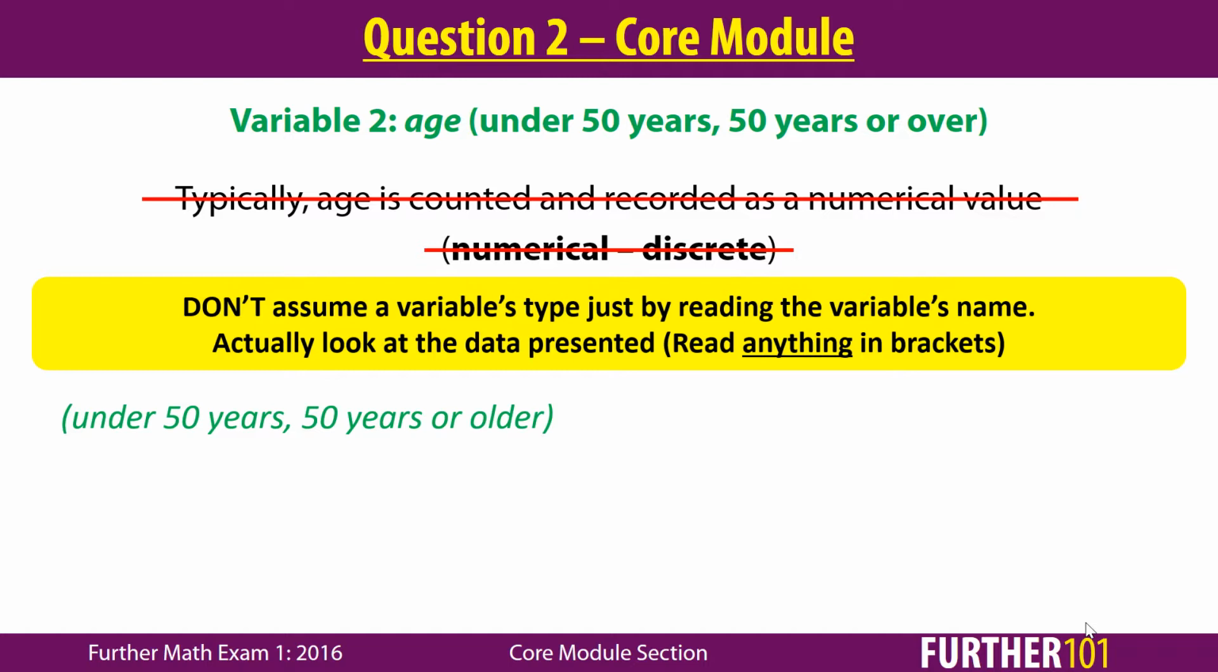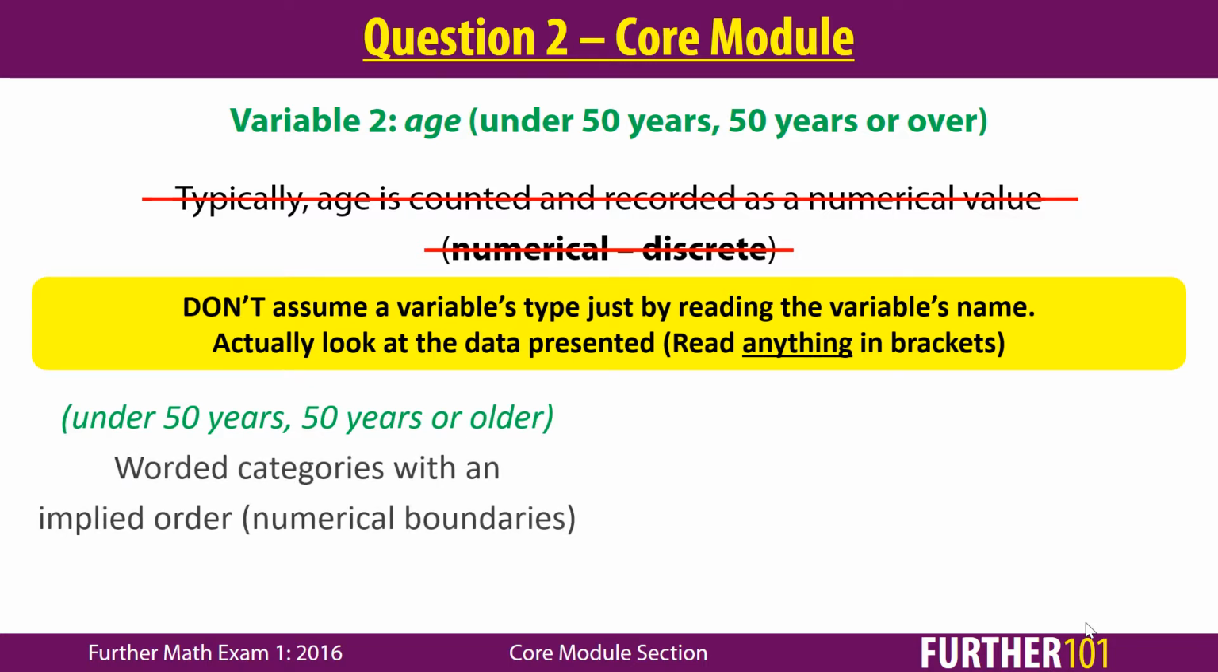It is a little hard to recognize with only two options, but there is also an implied order to the responses. Perhaps the best way to illustrate this is with an altered version of this variable using three categories: under 40 years, 40 years to 60 years, and greater than 60 years. The numerical boundaries themselves imply an order to the categories. Therefore, the subtype of this variable must be ordinal. So overall, this variable is also a categorical ordinal variable.